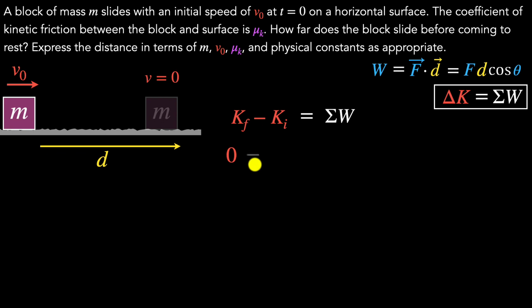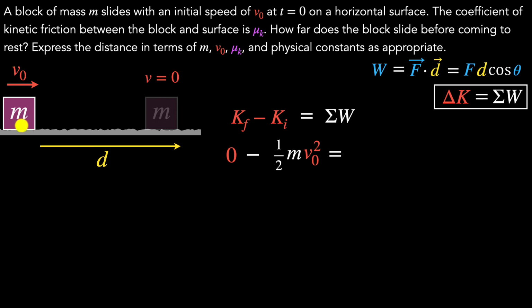Okay? Minus, what's the initial kinetic energy? Our initial point is over here at time t equals 0. And we know that the block already has a speed of v0. So the initial kinetic energy is half mv0 squared. And that should equal the total work done on the block. So now we need to figure out what's the total work done on the block. And we do that by adding the work done by all the forces on this block.